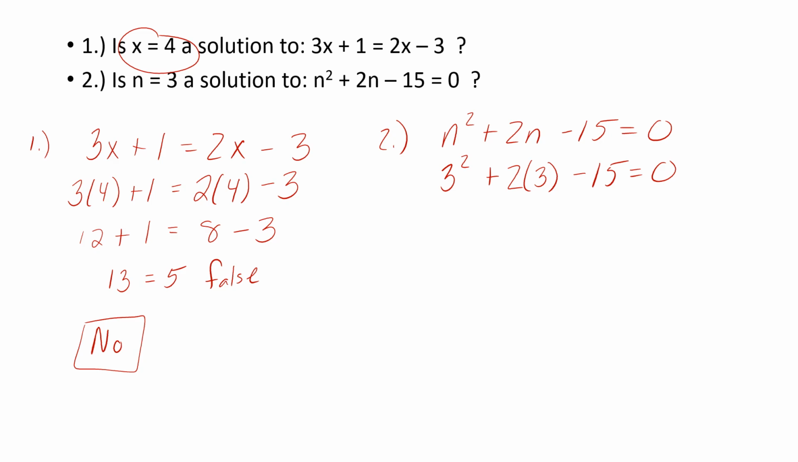3 squared means 3 times 3, which is 9. 2 times 3 is 6. And then we do adding and subtracting from left to right. So 9 plus 6 is 15. Now notice again the way that I'm laying the work out on the page here, that even though I haven't done anything with the minus 15, the minus 15 comes through all the way. The equal sign comes down all the way. The 0 comes down all the way. And finally, I get 15 minus 15, which is 0.